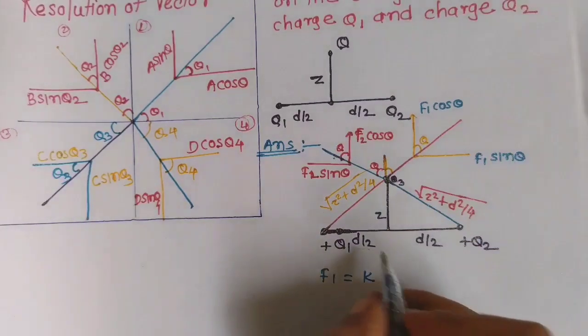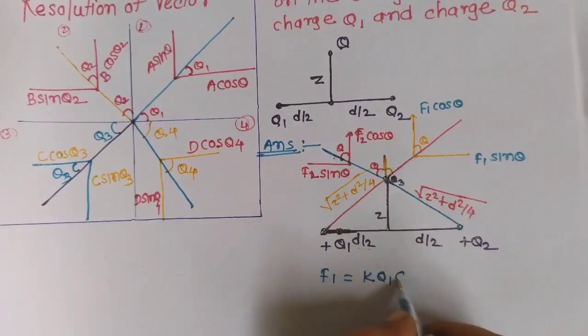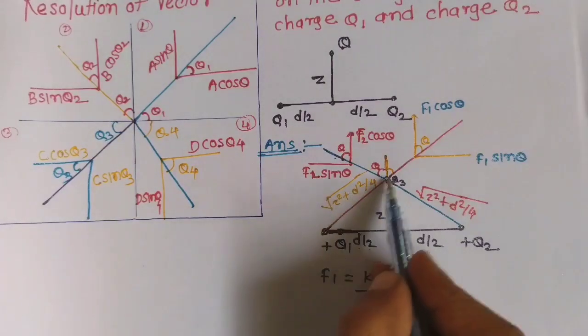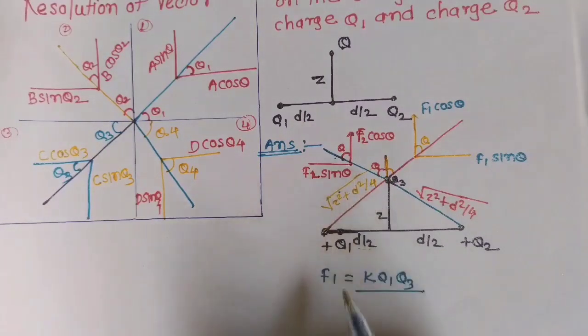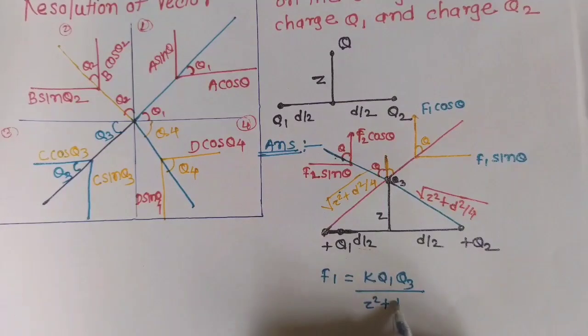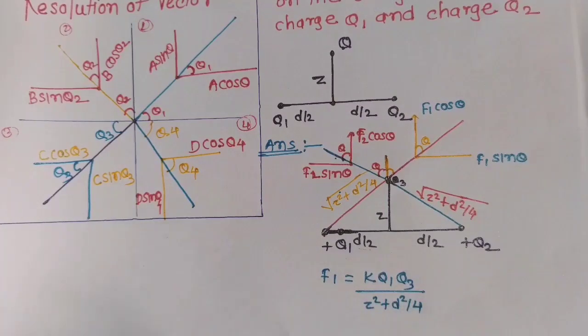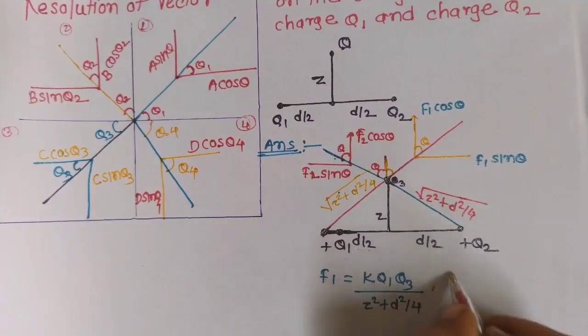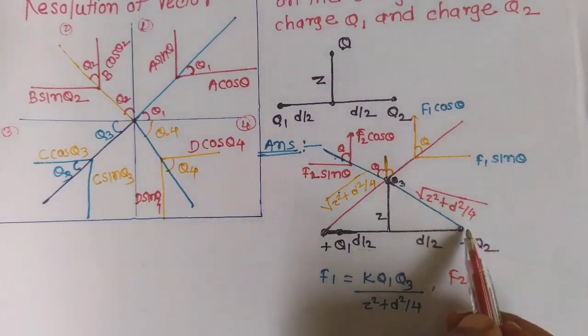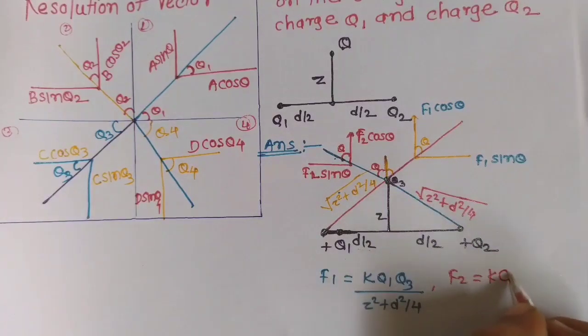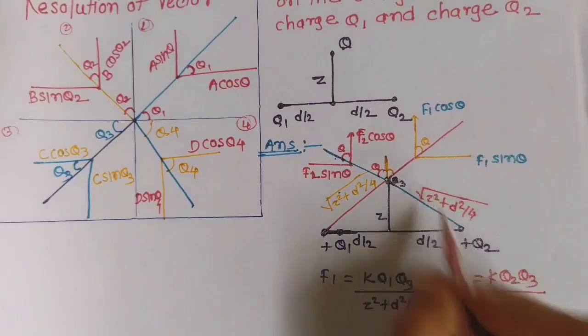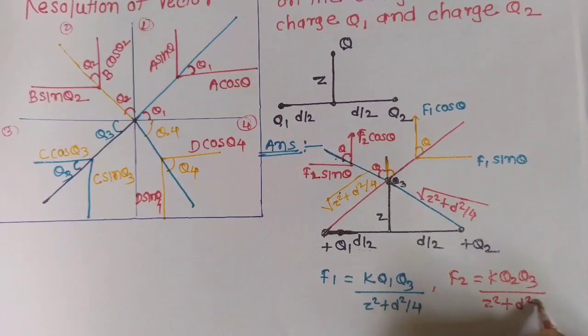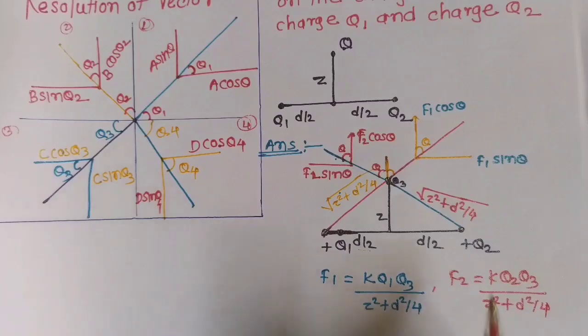So F1 is K Q1 Q3 upon the distance square, that is under root z square plus d square by 4, squared, that is z square plus d square by 4. Okay, square and square root get cancelled. F2 is K Q2 Q3 upon the square of this, that is z square plus d square by 4. So we got F1 and F2.